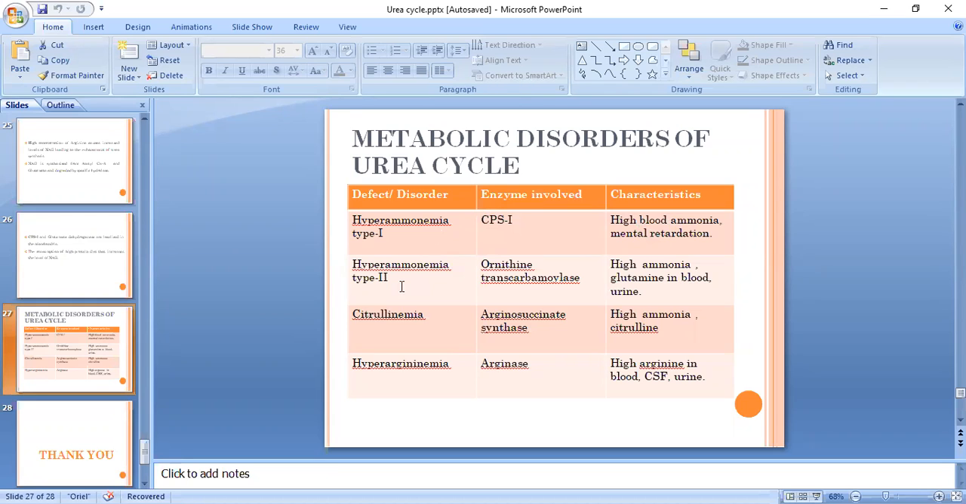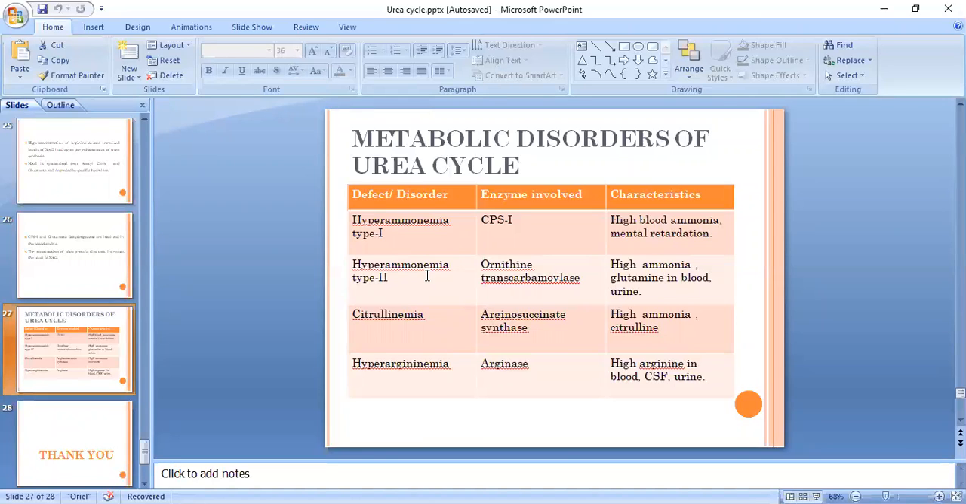And hyperammonemia type 2 is a kind of hyperammonemia where there will be increased levels of ammonia in the body. It is mainly due to the enzyme ornithine transcarbamylase. Because of this, high ammonia and glutamate levels are generally seen in the blood as well as the biological fluid, which is urine. So first and second are the types of hyperammonemia, type 1 and type 2.